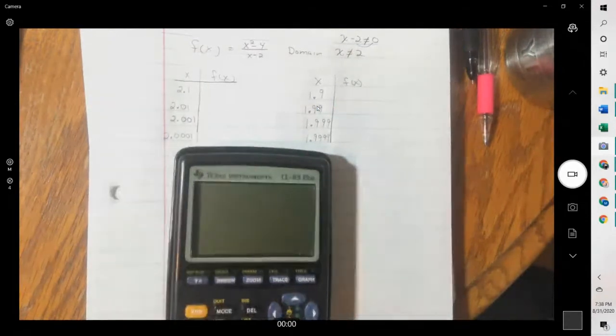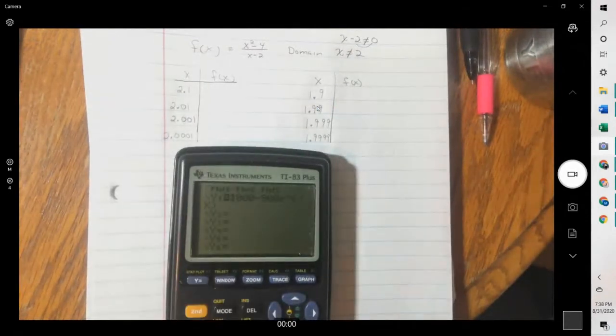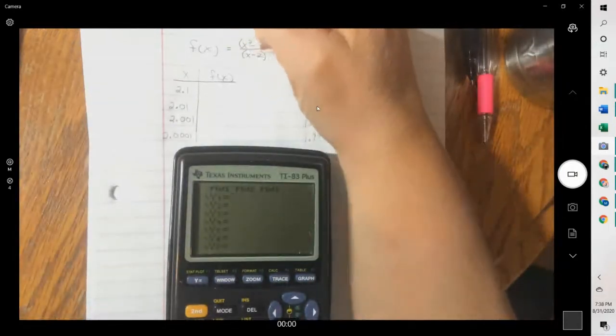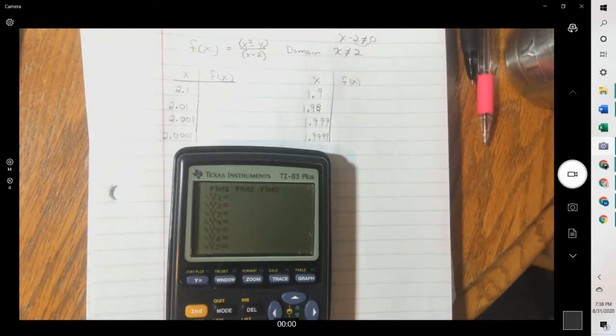So you want to hit, I'll turn it on first, hit Y. Now you want to clear anything that's in there. And then the numerator and denominator, if you have a TI-83, it has to be in parentheses. But if it's an 84, it makes a fraction bar. You don't have to have the parentheses, but mine does. So I put a parenthesis, x squared minus 4, close the parenthesis, and then divide by another parenthesis, x minus 2, and close that parenthesis.